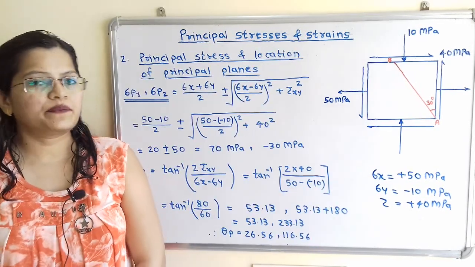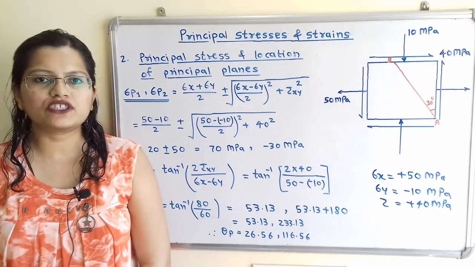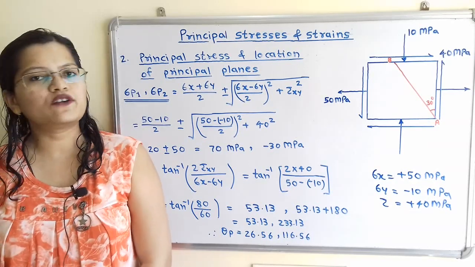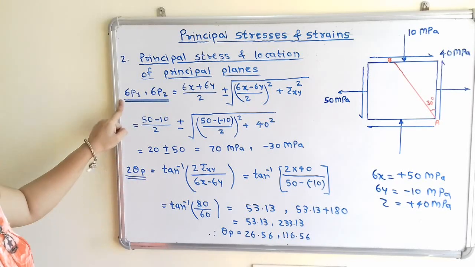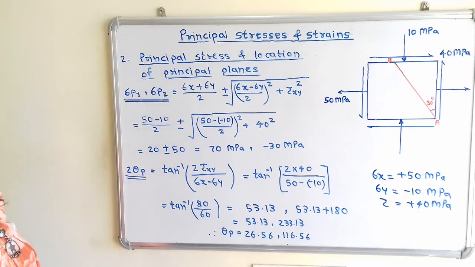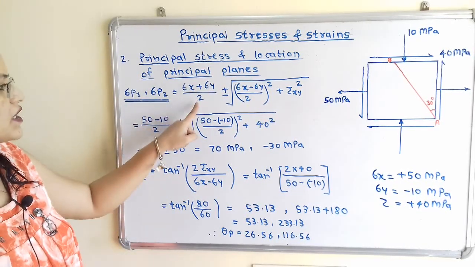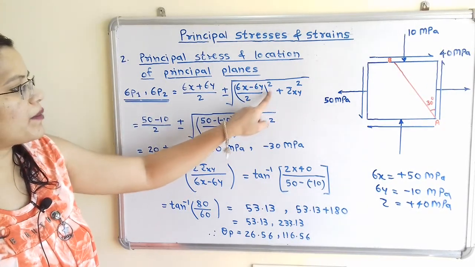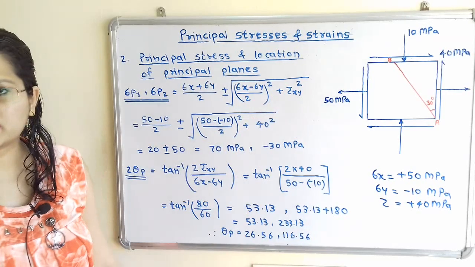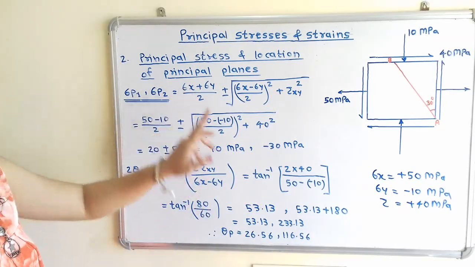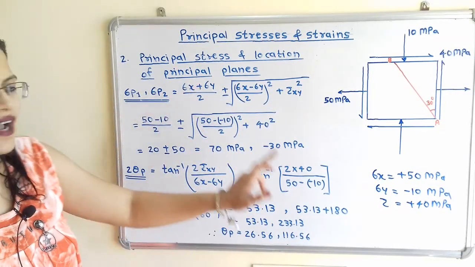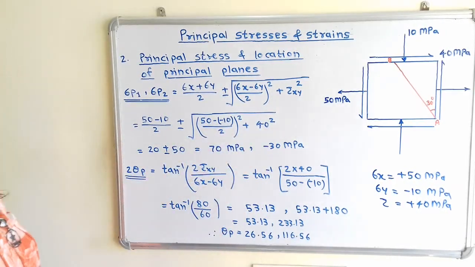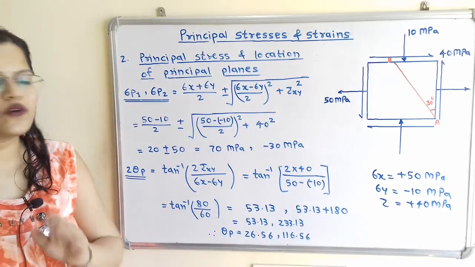We will calculate principal stress and location of principal planes. For principal stress, we will get two values. So we will write sigma P1, sigma P2 is equal to (sigma x plus sigma y) by 2 plus minus under root of ((sigma x minus sigma y) by 2) square plus tau xy square. So we have values sigma x plus 50, sigma y minus 10, tau xy plus 40. We will put these values. So how to get the two values?